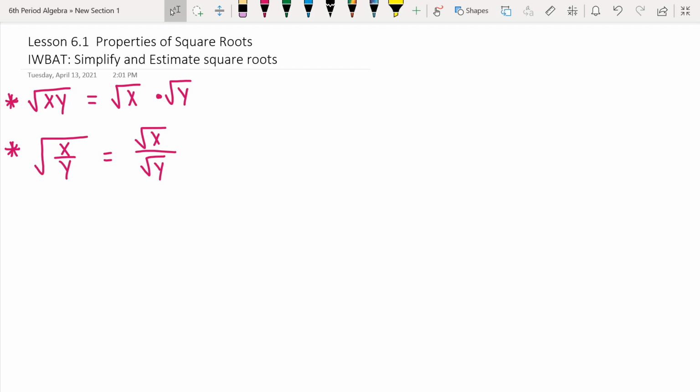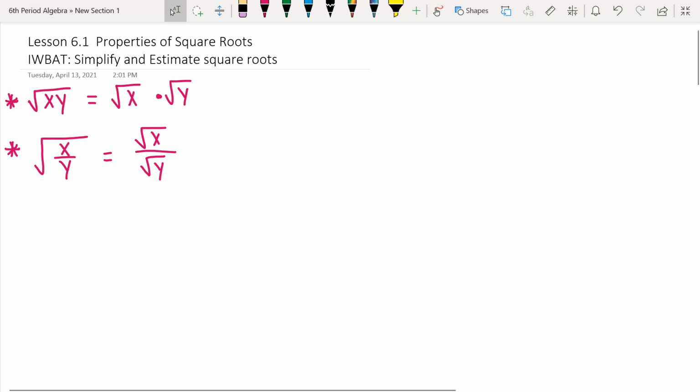That does not always mean getting a whole number. That also does not mean having a decimal, using a calculator. It is okay to have square roots in our answers as long as they are as simplified as possible, and that's really what we're going to focus on today. The two properties that we're going to use, I need you to copy down. They don't really have a name.